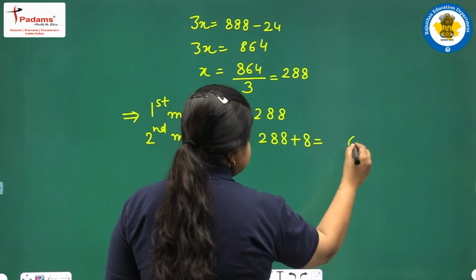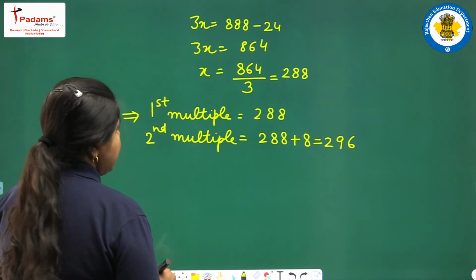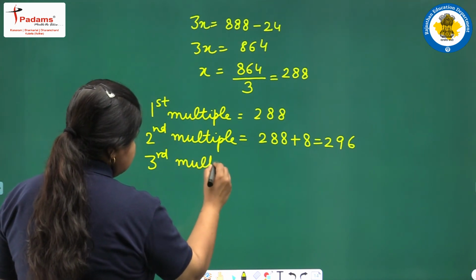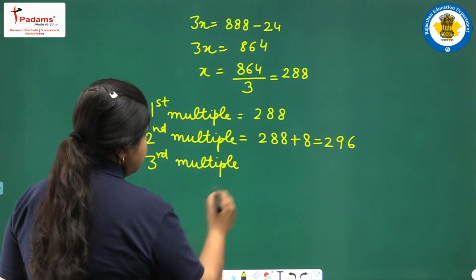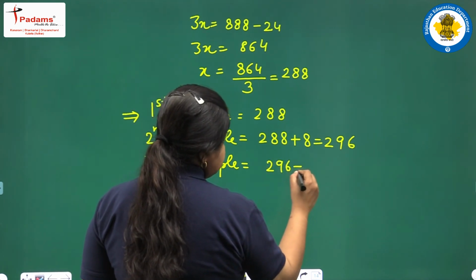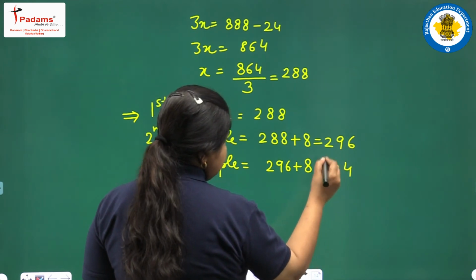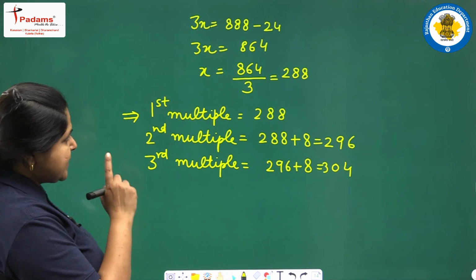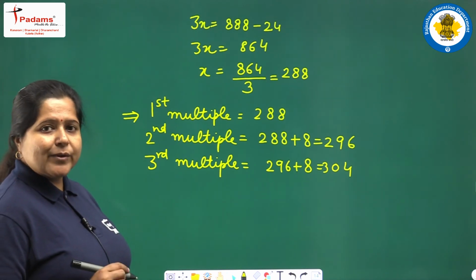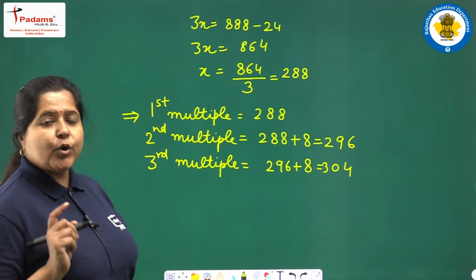Add the 2, 8 and 8 is 16, 9, 2. Then the third multiple will be 296 plus 8. This gives us 304. So the three multiples are 288, 296 and 304. You can easily add the 3 and check whether you are getting 888 or not.